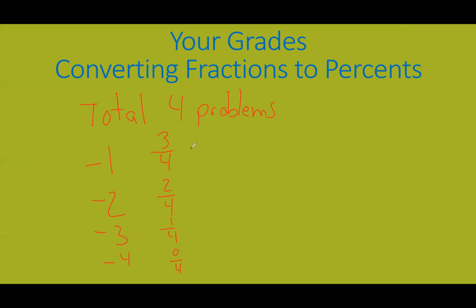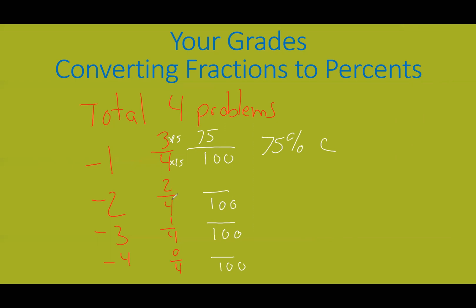So let's think about this in terms of fractions and percentages. How do I go from 4 to 100? I multiply by 25. So 3 times 25 is 75. So if you got 1 wrong, it's automatically a 75%, which is a C.